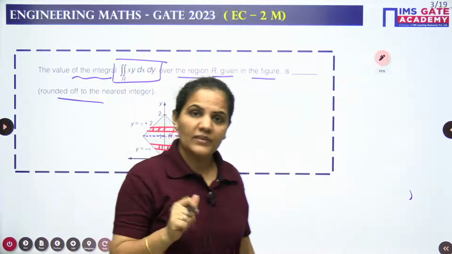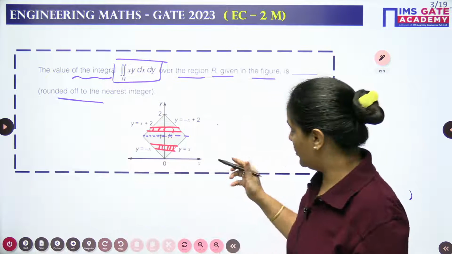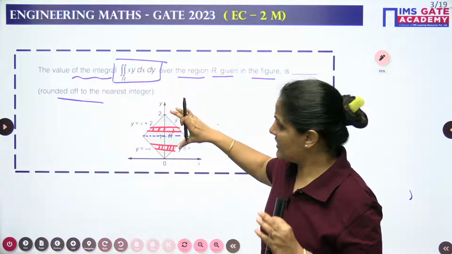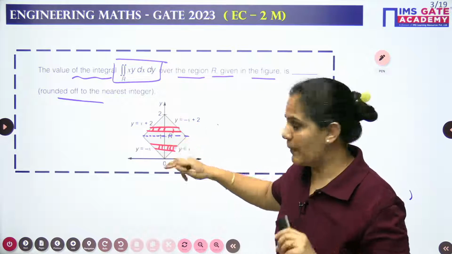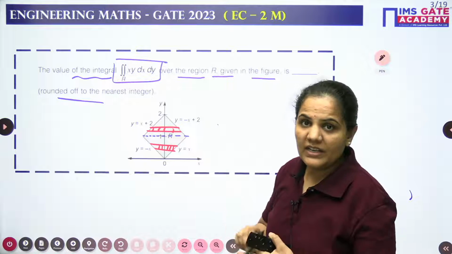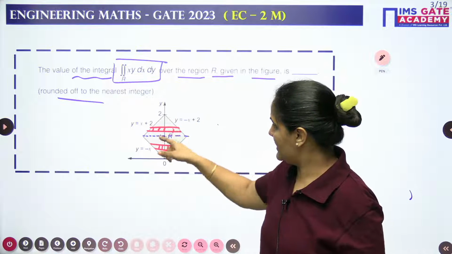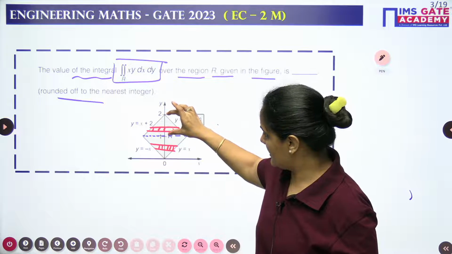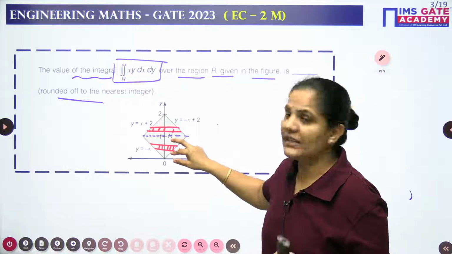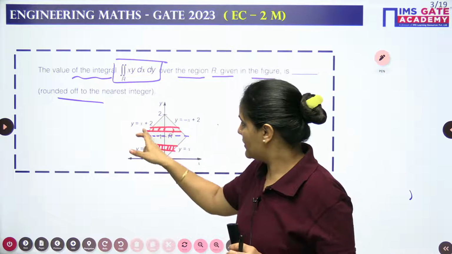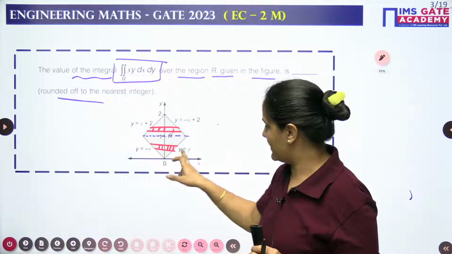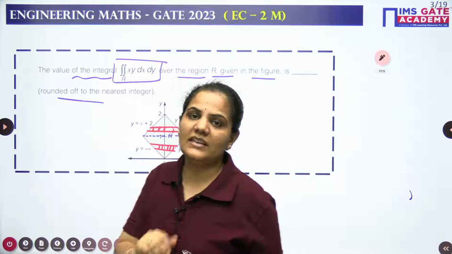So what we can do, dear students, we can approach this by dividing the given region into two parts, the upper one and the lower one. If I go with the upper one, I can see this area I will find out, and I will go with the double integral because all are the same here. So this is x plus 2 to minus x plus 2 minus x and x. So it will become very easy to solve.